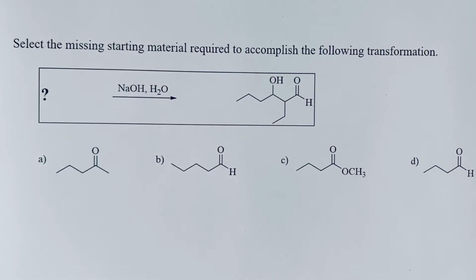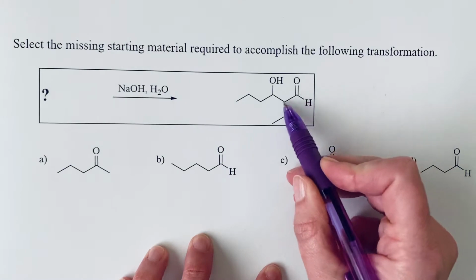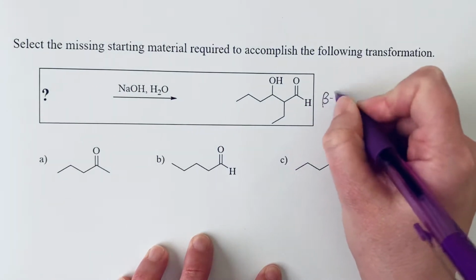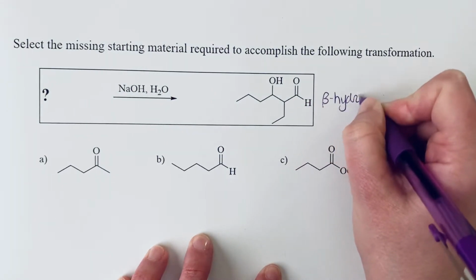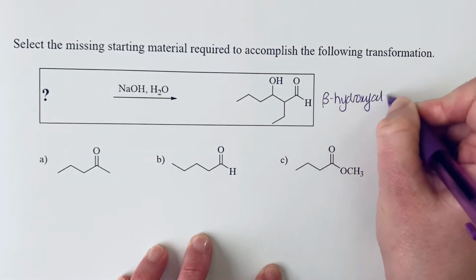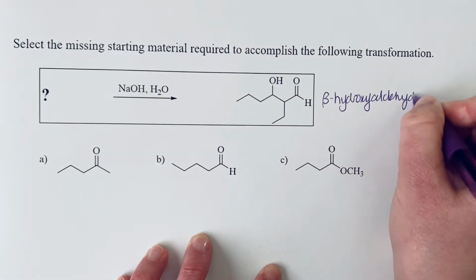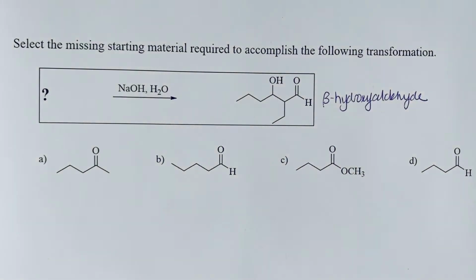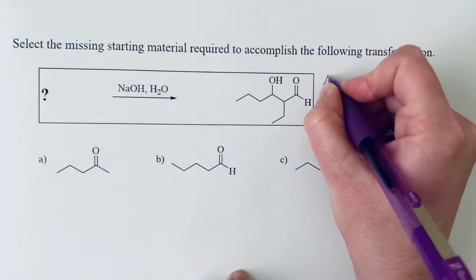Select the missing starting material required to accomplish the following transformation. So if we look at this product, what we can see is that we have a beta hydroxy aldehyde. And so hopefully we can recognize this as potentially being the product of an aldol addition reaction.